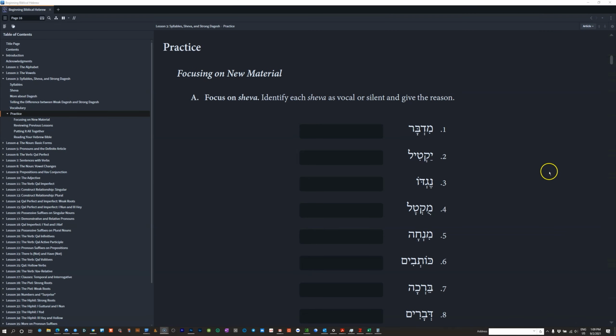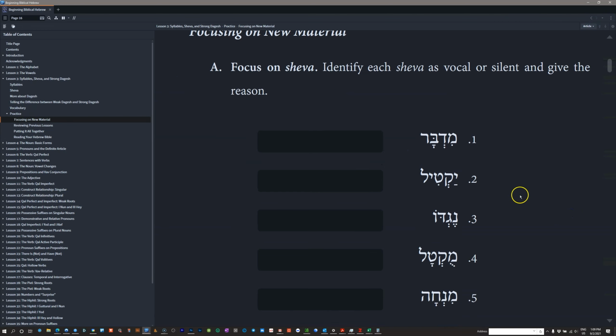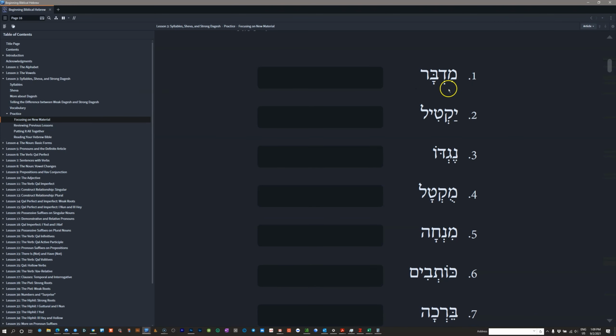All right, so let's apply this shortcut rule of the Sheva to a few examples and see how it works out here. Make sure I've got this as large as I can. We'll look at the first one here, midbar. We've got a Sheva. Is the vowel preceding the Sheva short? This one is preceded by a hirik. Hirik is short, and so this would be silent.